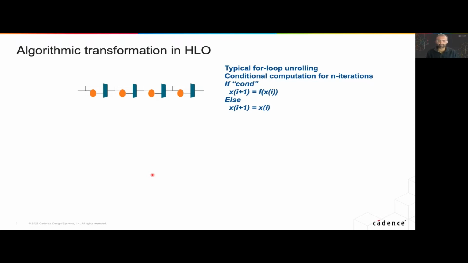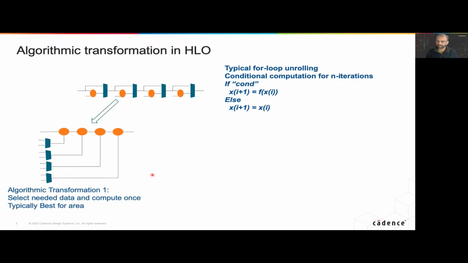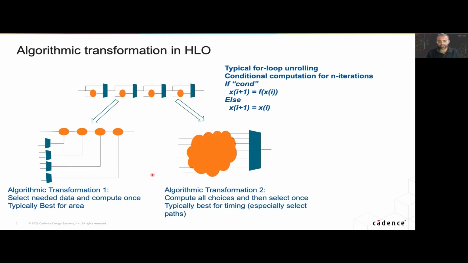But once you convert that into hardware, it becomes a long chain of these operators, which is very hard to optimize and which will be limiting your frequency and power. There are really two ways that we can transform this algorithmically. On the left-hand side, you have an option where you can select the needed data upfront and then just compute once. This is very good for area because the computation is done once. On the right-hand side, you have another option where you can compute all your choices upfront and then select one, which is typically best for timing, especially if your paths are critical to the select of these big muxes.